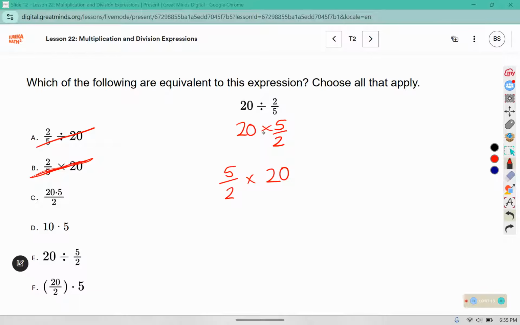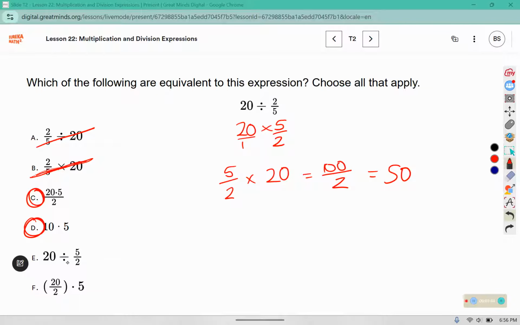This one says 20 times 5 over 2. Well, 20 times 5 would be the numerator, and 1 times 2 would be the denominator, so that one is equivalent. If we think about it as 20 divided by 2, that would be 10 times 5. Or we can think of this as 100 divided by 2 is 50. That's the same as 10 times 5.